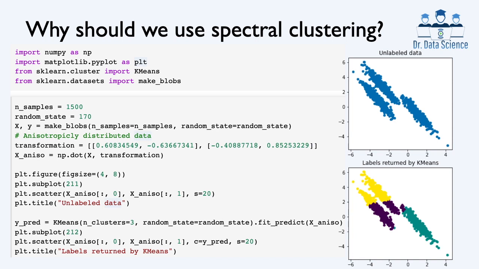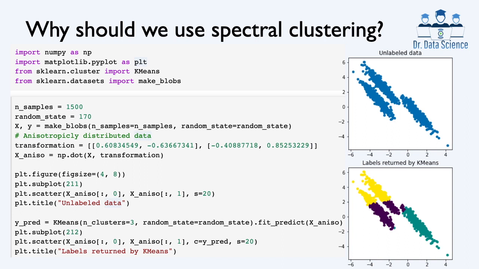To make this problem a little bit more complicated, we are going to create anisotropically distributed data by transforming the data that we created, which we called X. After we create this transformation matrix, which is a 2x2 matrix, we multiply it by the data matrix X. Now we have this X_aniso, which has an anisotropic distribution. We can see on the top figure that this data set consists of 3 clusters, and obviously we have this anisotropic distribution here.